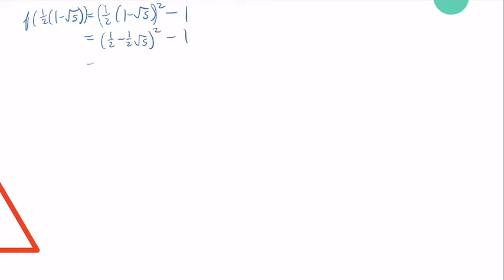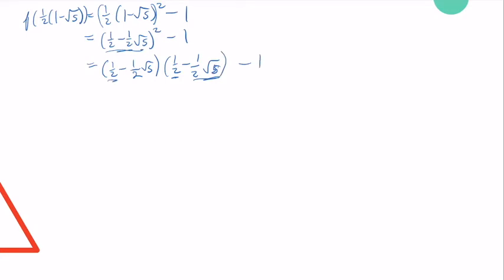And then I need to remember to take this times itself. So we're going to have to use our FOIL method for multiplying binomials. Even though this isn't technically a binomial, I can't add rational numbers and irrational numbers. So we're going to have to FOIL.